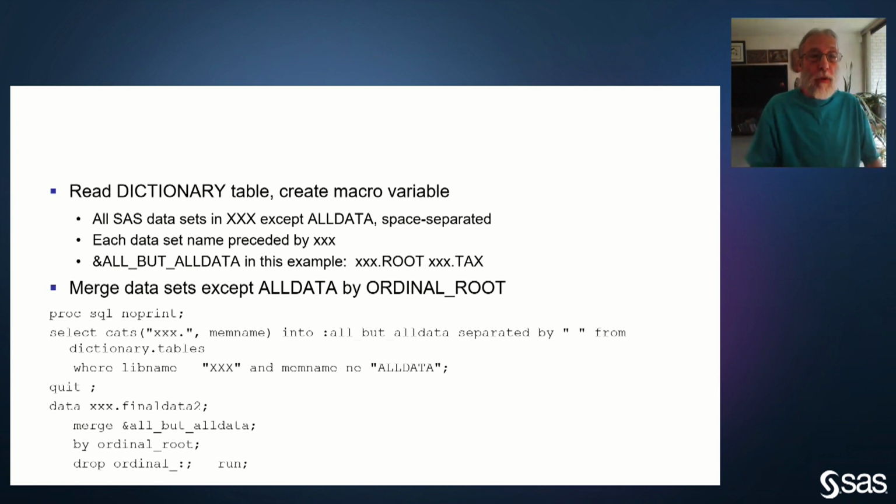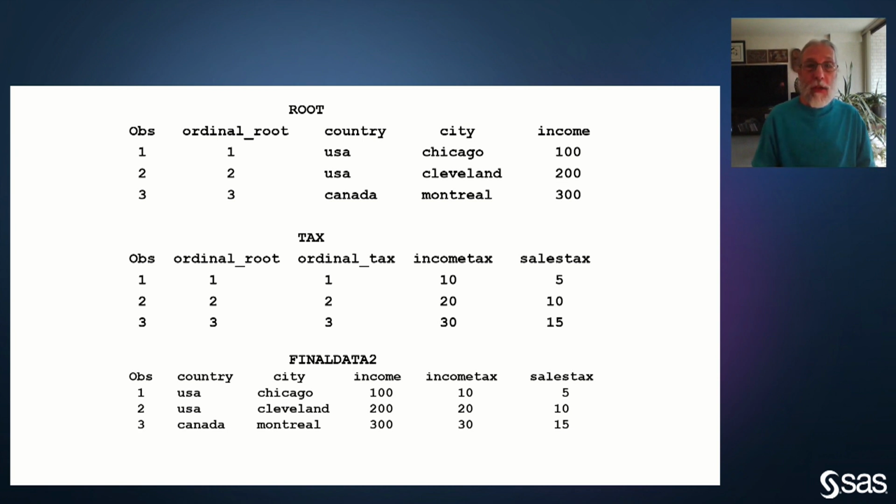So I don't have time to talk through the PROC SQL code here, but know that what I'm doing is reading a dictionary table to extract from that library all data sets other than all data and copying it to a macro variable called all_but_alldata. Then I'm using that macro variable in a merge statement that's going to merge all the data sets in that library except all data to create one final data set, and that generalizes it. And here are the 2 component data sets, everything except all data. And after I do the merge, you can see at the bottom that I've correctly created this data set.